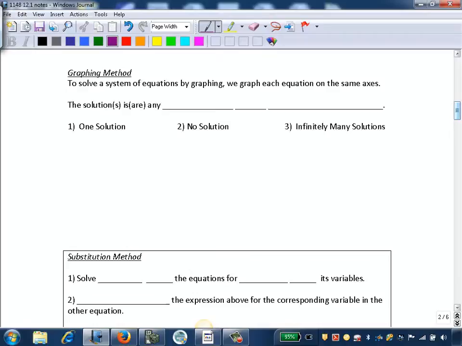To solve a system of equations by graphing, remember that we'll just graph each equation on the same axes, and then we're going to look for any points of intersection. So the solution, or solutions, is any point or points of intersection. Remember, we've got three possibilities. If we graph the two lines, so let's say we have something like this, and they intersect in one point, then we have one solution.